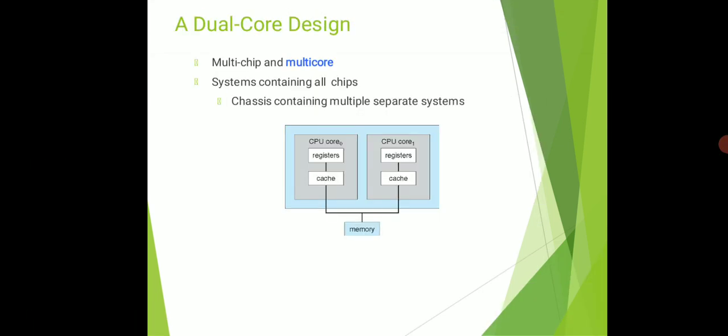Next one is dual core design. So this is a dual multi-chip or multi-core design. Here a memory is there. Systems contain all the chips. A chassis containing multiple separate systems. So this is a diagram for dual core design.